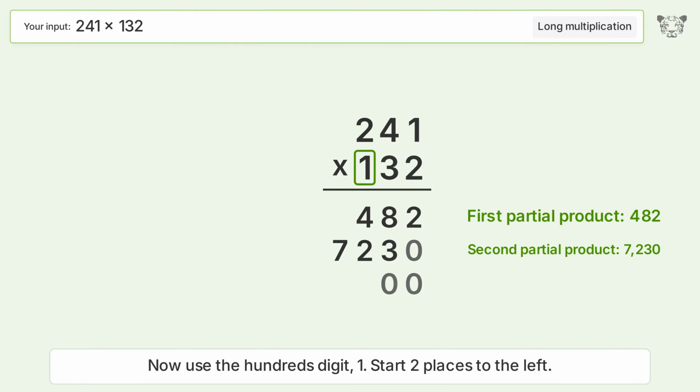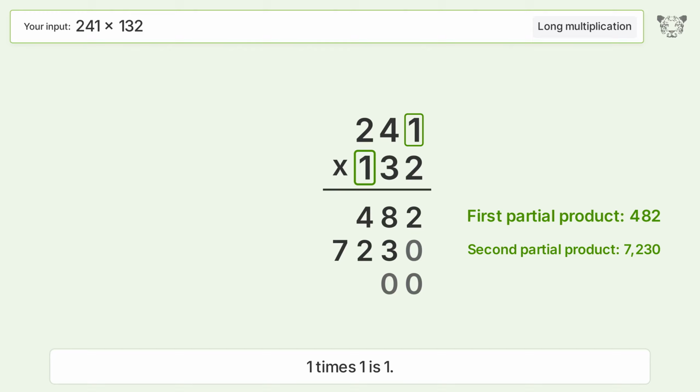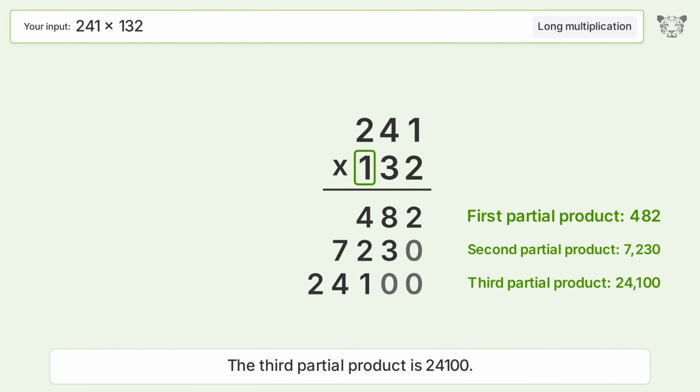Now use the hundreds digit, 1. Start two places to the left. 1 times 1 is 1. 1 times 4 is 4. 1 times 2 is 2. The third partial product is 24,100.